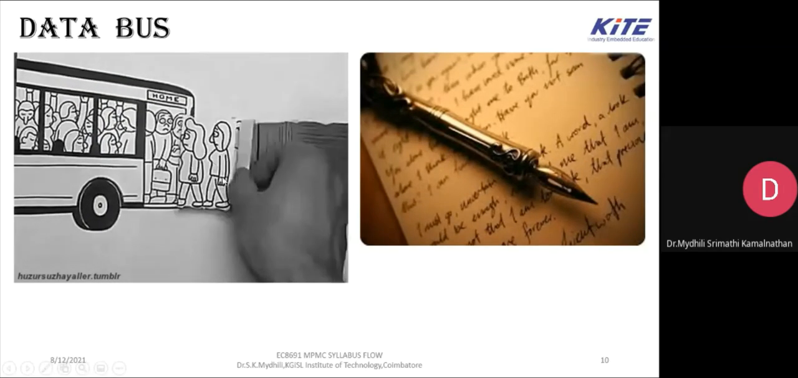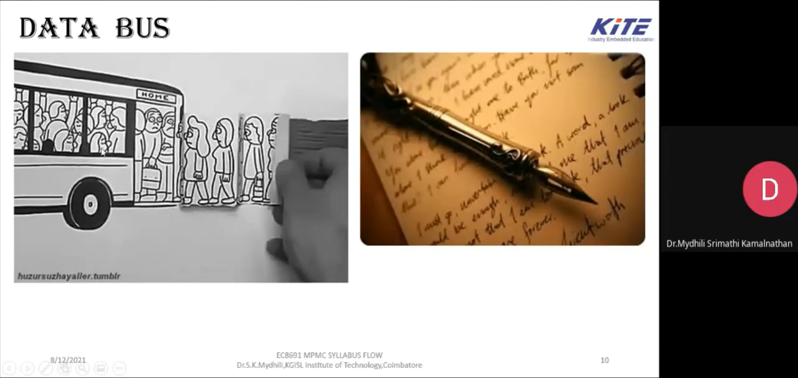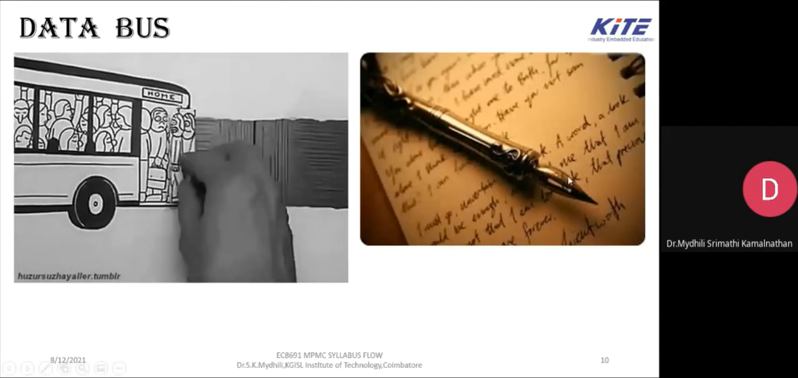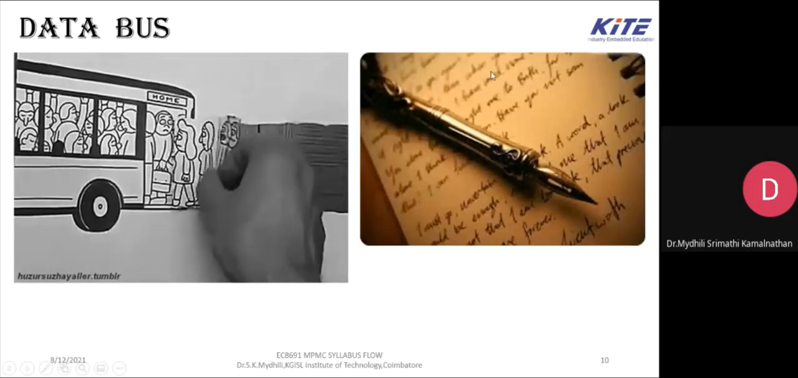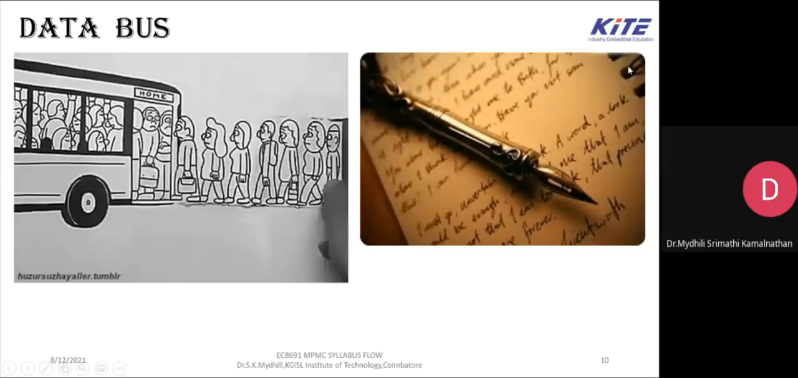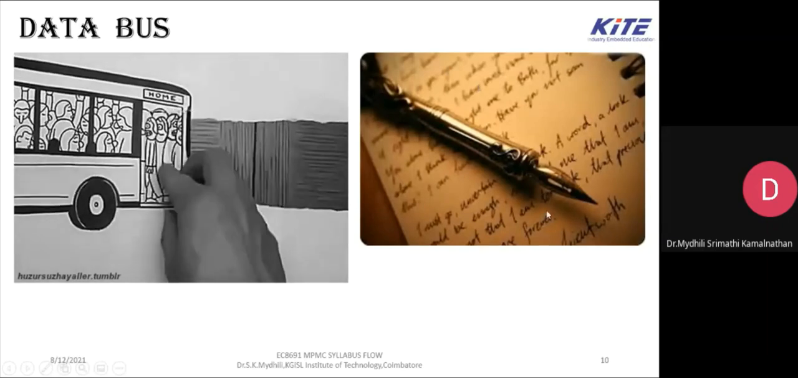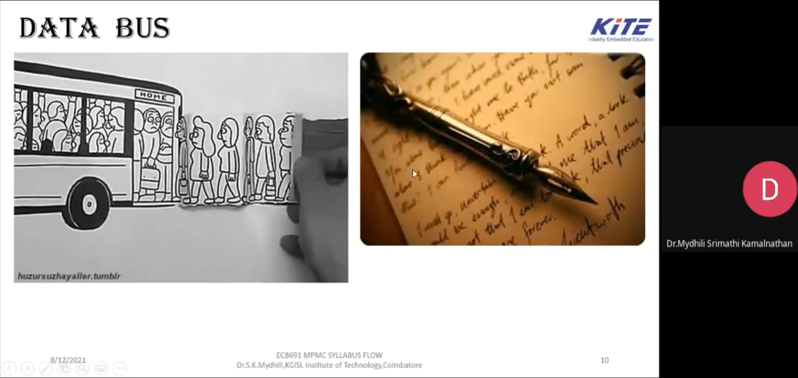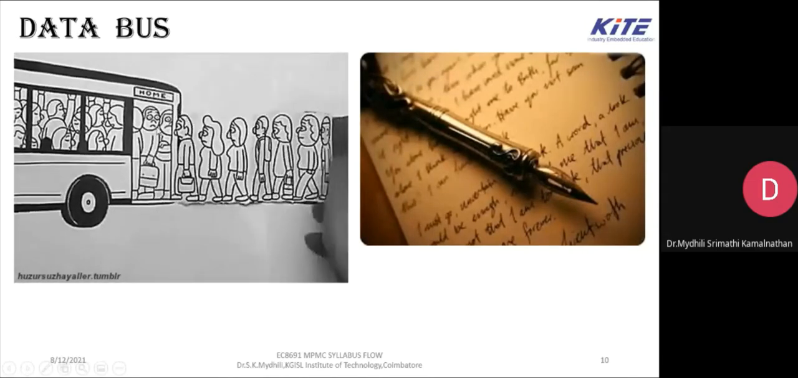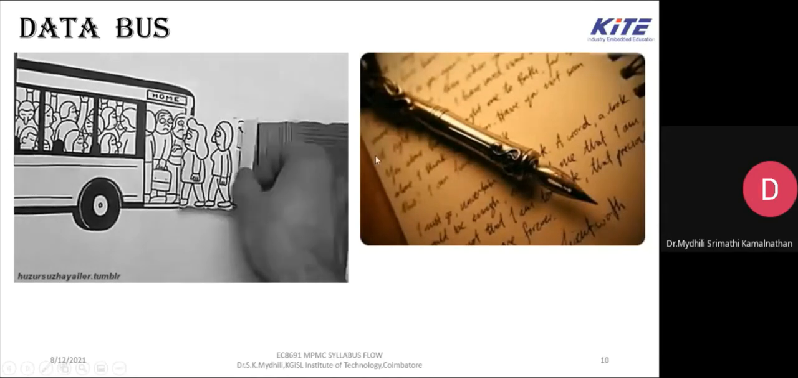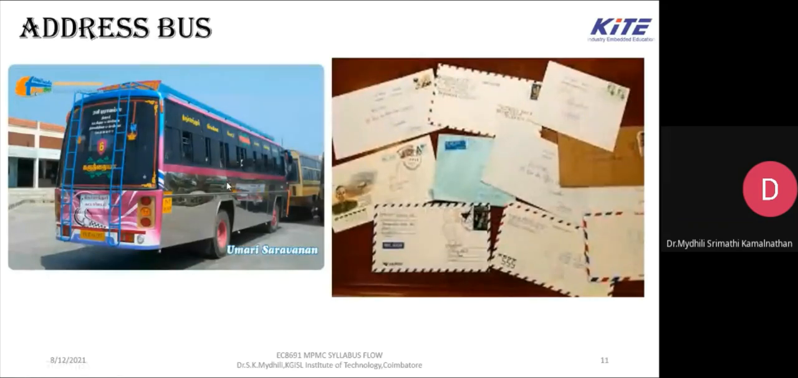Passengers are nothing but the data which is loaded in the bus. In terms of another example, I am considering a postal letter. What is the postal letter? The content or information written in the letter will be your data. Are you able to relate it to the data? What am I trying to say? And what is your address?